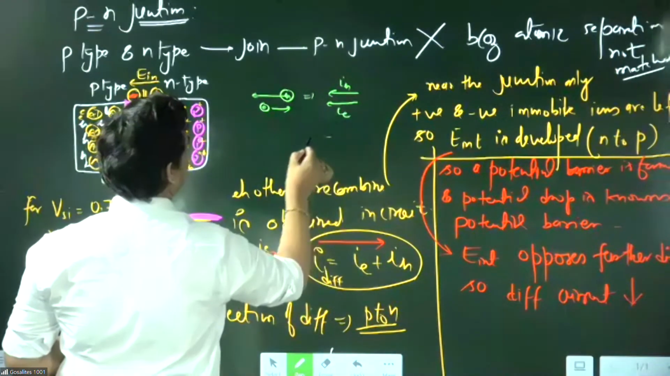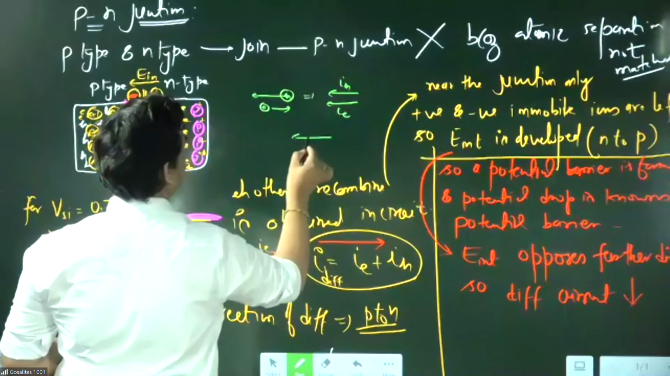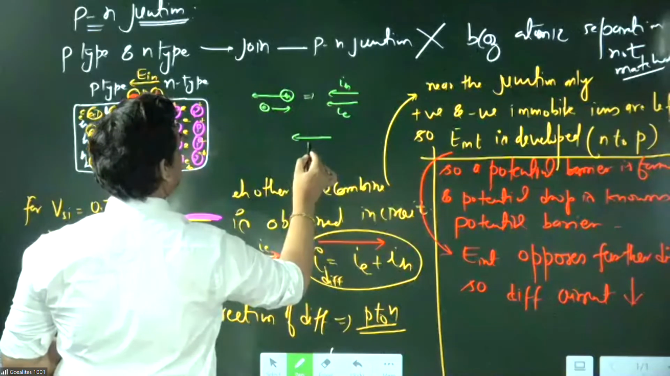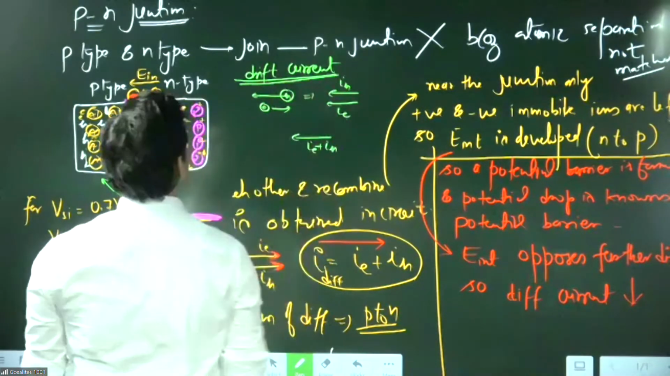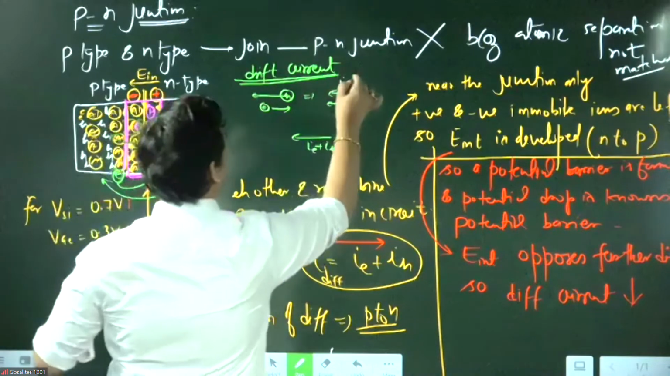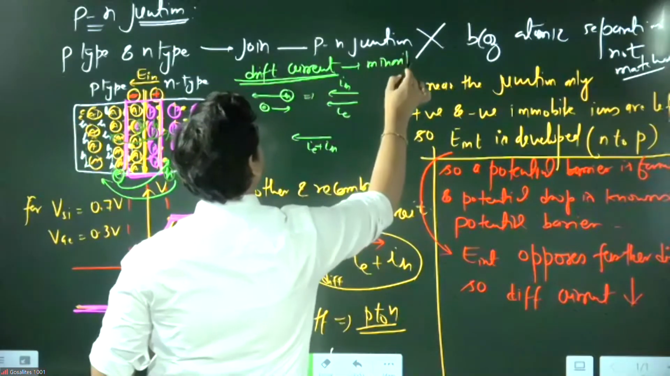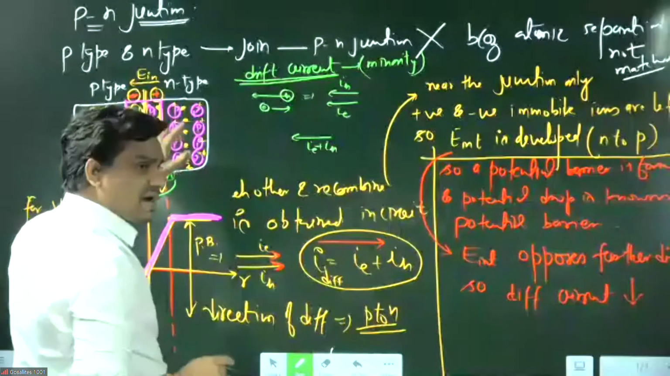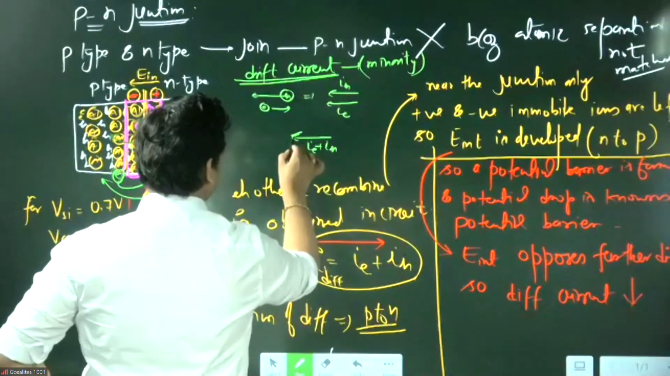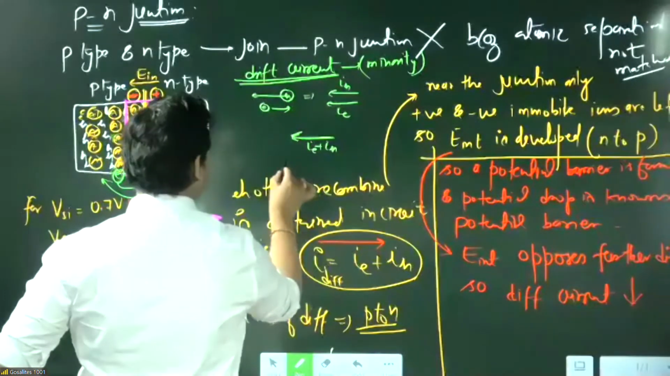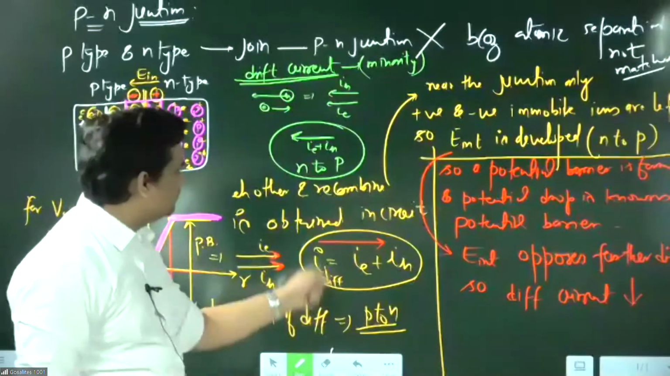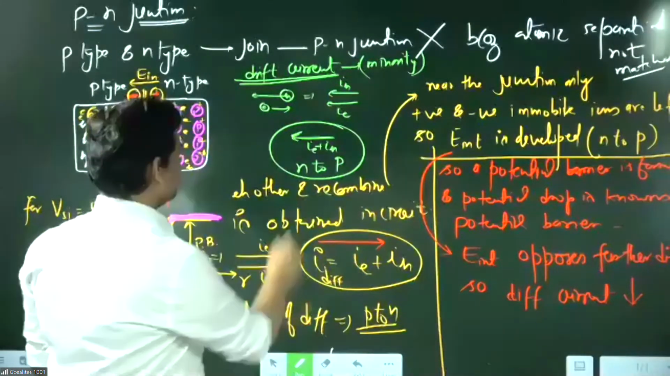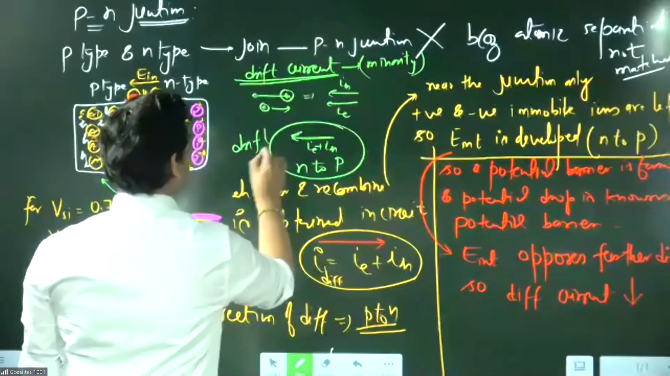So the total current we can say is I, our drift current. If anyone asks what the drift current is, it is because of the minority carriers. If any carrier is present, it will try to separate. It is I_E plus I_H. If I ask what the direction of drift current is, N to P or P to N, it is N to P. Diffusion was P to N. Drift is N to P.